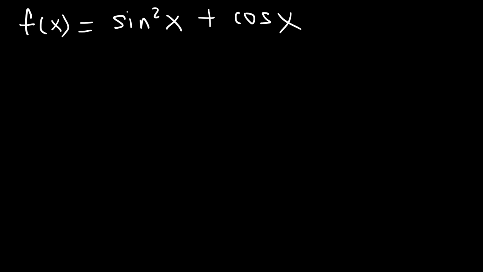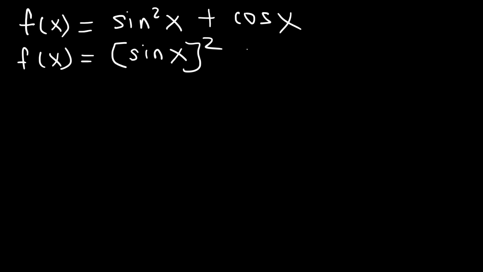Now let's work on one last problem. Let's say that f of x is equal to sine squared x plus cosine x. So we have a trigonometric function. Go ahead and find the first derivative, set it equal to 0, and find all the critical numbers. Now the first thing I'm going to do is rewrite this function, because I'm going to have to use the chain rule on sine squared x. So I'm going to write it like this, sine x squared.